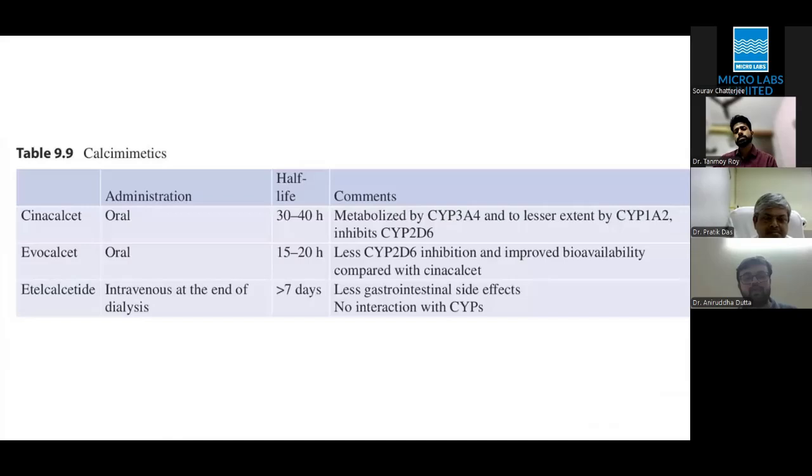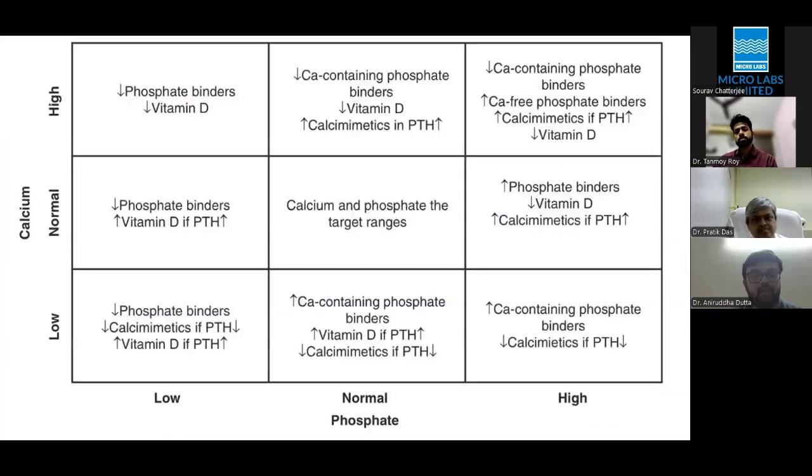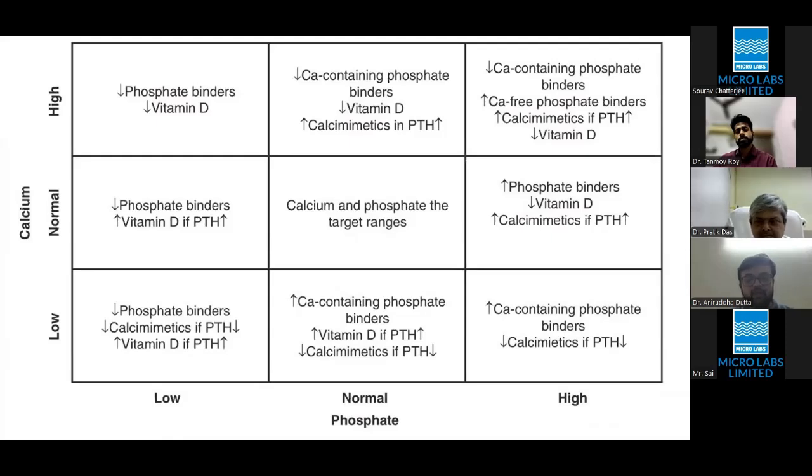Again, this chart comprises mainly the calcimimetics. Usually what we use is cinacalcet, the IV form etelcalcetide, and evocalcet is also there. Overall, this chart gives you a basic highlight of how and when we use these agents, whenever the serum calcium levels are high or whenever the serum phosphate levels are high.